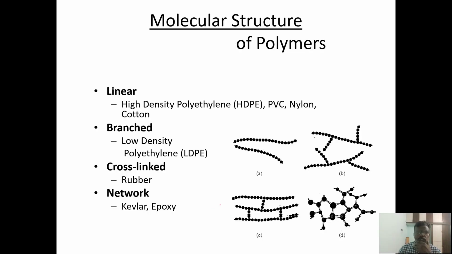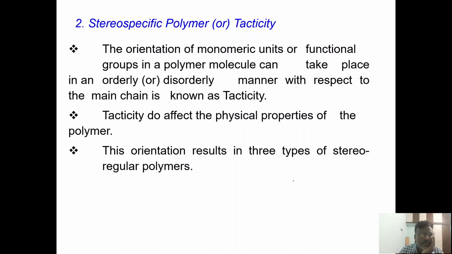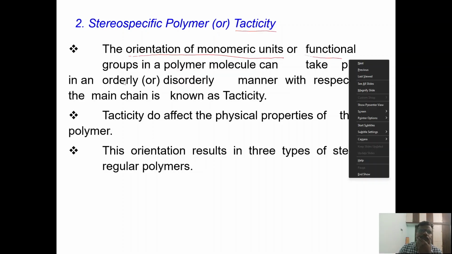This image supports the linear, branched, cross-linked, and network polymers we discussed just now. And the next topic is tacticity. Tacticity is nothing but the orientation of the monomeric units or functional groups in the polymer. Okay, or functional groups in the polymer.